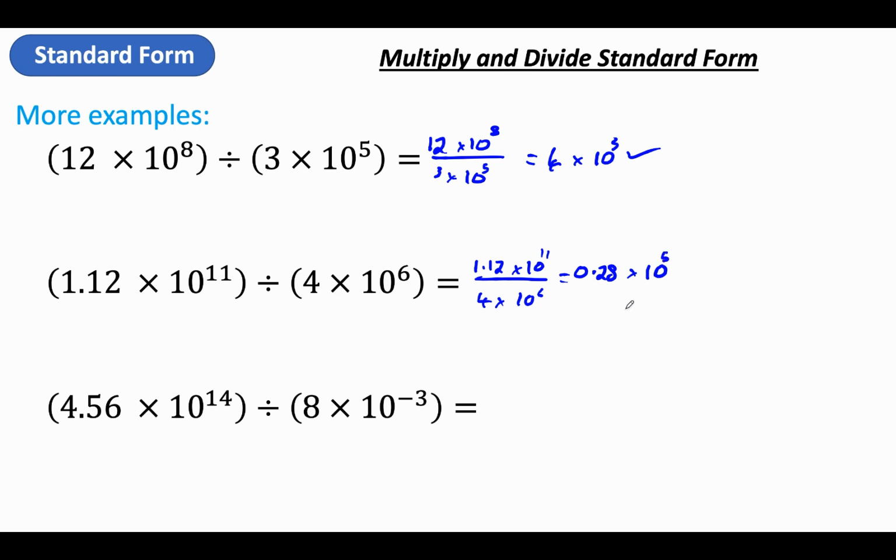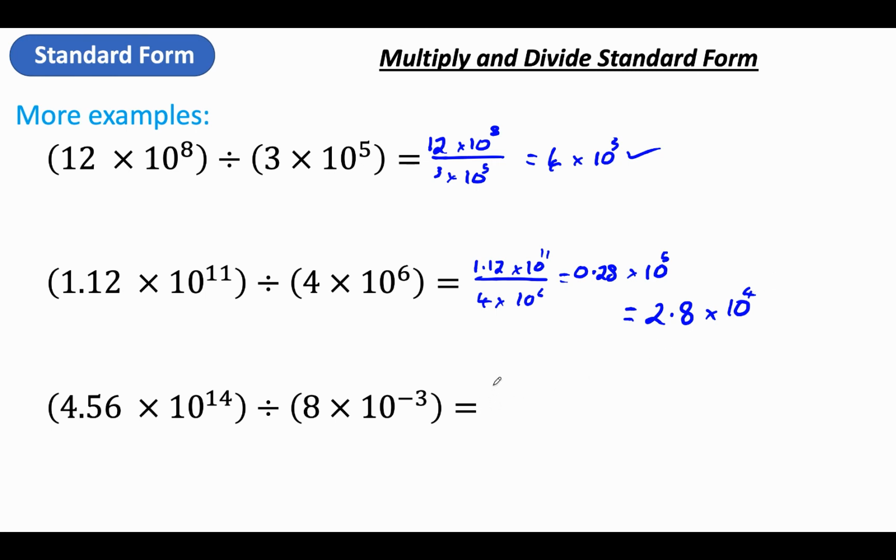It's not in standard form, so I need to adjust it. So it's going to turn into 2.8. But because that's got one place bigger, I need to compensate. So I'm going to make the 5 one number lower. So 4.